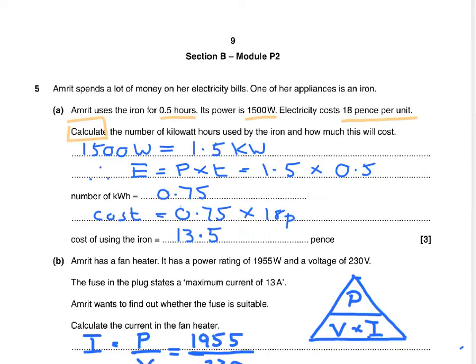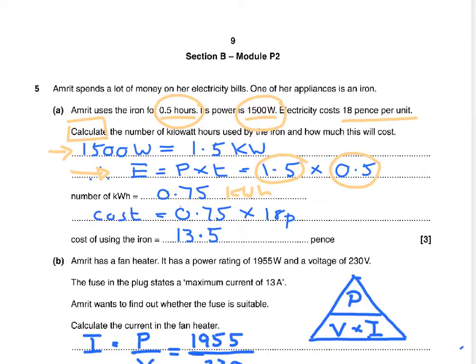Okay, so the key thing about this is energy units are measured in kilowatt hours, which means our time must be in hours, which it is, and power must be in kilowatts, which it is not. So my very first thing I do is convert 1500 watts to kilowatts. There's 1000 watts in a kilowatt, so we have here 1.5 kilowatts. I then use the equation from page 2, which says energy transferred equals power times time. So my power is 1.5 kilowatts, times the number of hours, which is 0.5, and we get 0.75 kilowatt hours.